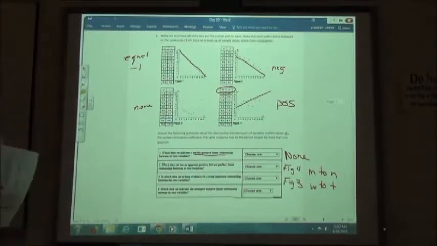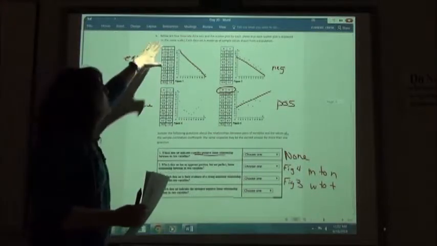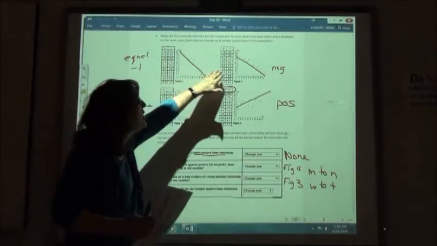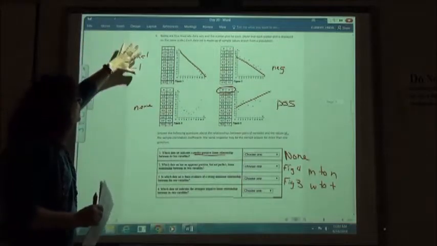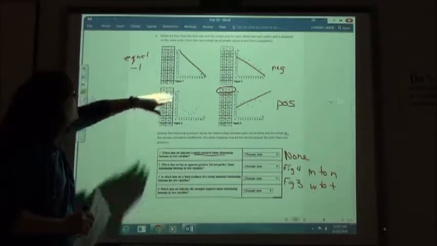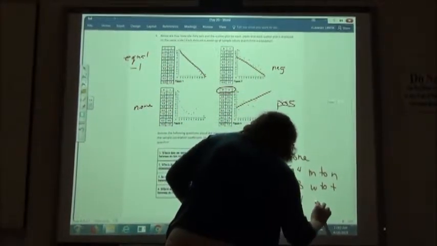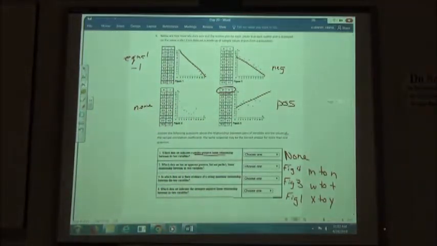And the last one, which data set indicates the strongest negative linear relationship? This one here that is perfectly negative has the strongest relationship. It's better than this one where my dots are scattered about around my line. So the one that has the strongest negative relationship, figure 1, which is X to Y. Can't remember on the drop down, they might just have the variables M to N instead of figure 4 and 3 and 1, but just in case, you'll know which ones I was talking about.